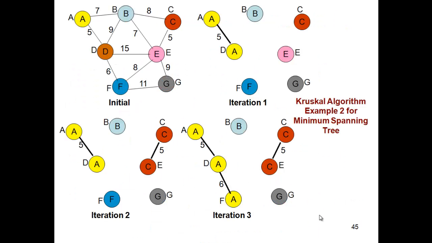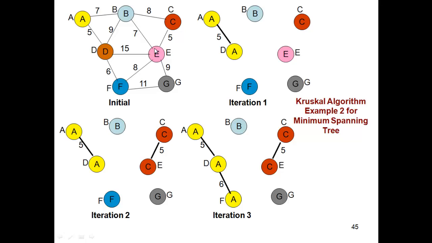Let's take up another example. Given this graph, initially each vertex is in its own component, and so we start with the smallest edge weight, which is 5. So let's take up this edge. A is in component A, D is in component D, so we can combine them. They are two different components, so make them belong to one component, and pick the smallest of the two component IDs, which is A. So we have them like this.